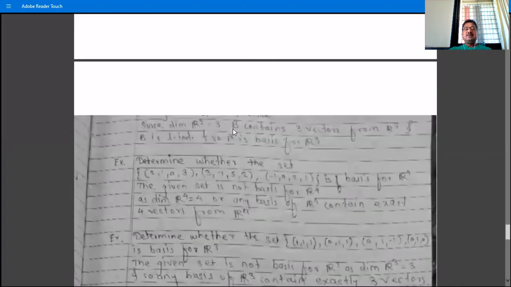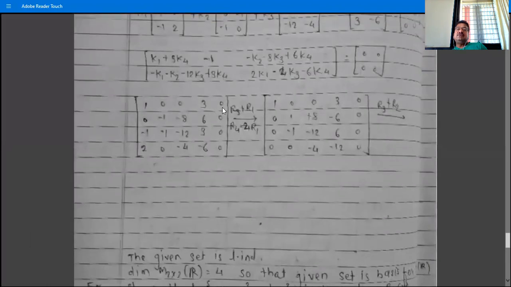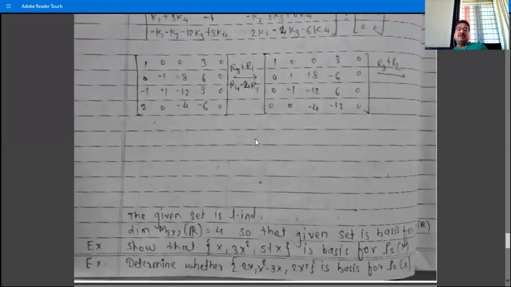We'll see some more examples on this topic in the next lecture. The next topic is coordinates and coordinate vectors. We will see some more examples on linearly dependent and independent sets. I will share some more examples with you through WhatsApp, and also the examples for homework on the topics of linear dependence, independence, and spanning. We will see the examples on this topic in the next lecture.